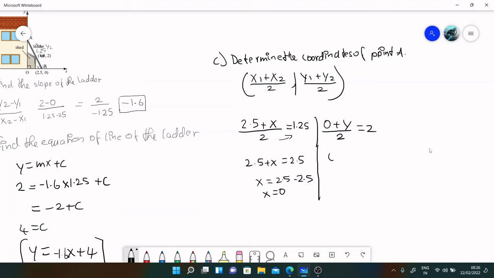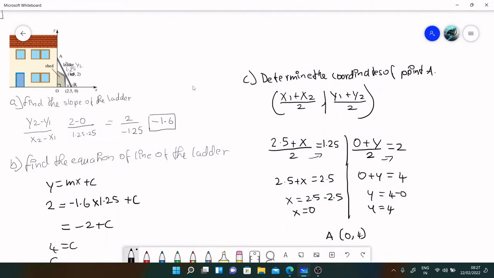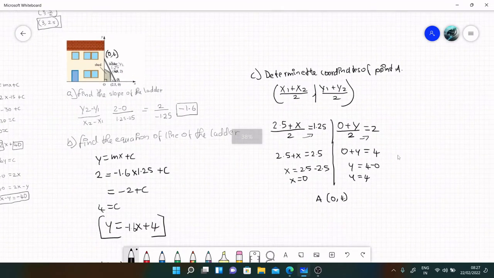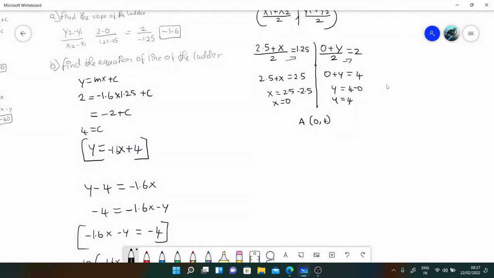Now let us do the same over here. y over 2 equals 2, so y equals 2 into 2, 4. So y equals 4 minus 0, y equals 4. So the coordinate of A is 0, comma 4. It is 0, comma 4. Done. Now this is done.